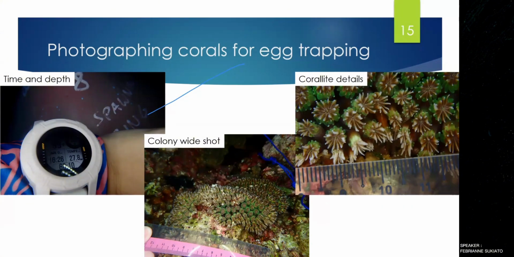So when we want to photograph corals for egg trapping, this may not be so visible in this photo, but generally you want to take a picture of the spawn trap with the depth, and then you have a colony wide shot, and then you have your close up shots. Of course, with the scale, rulers are very important to determine different species.